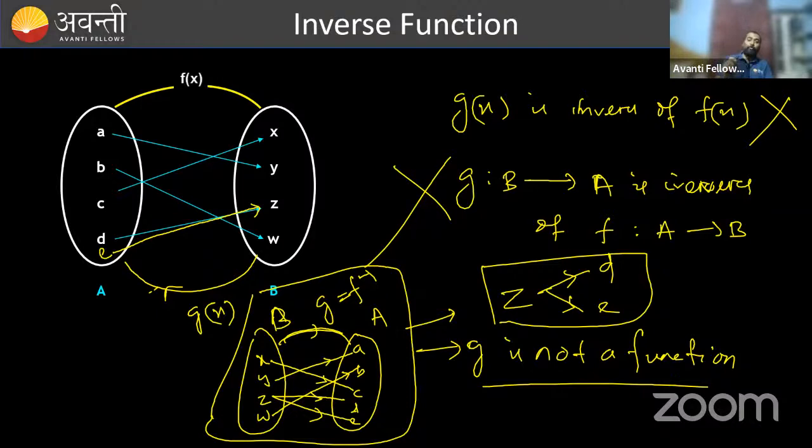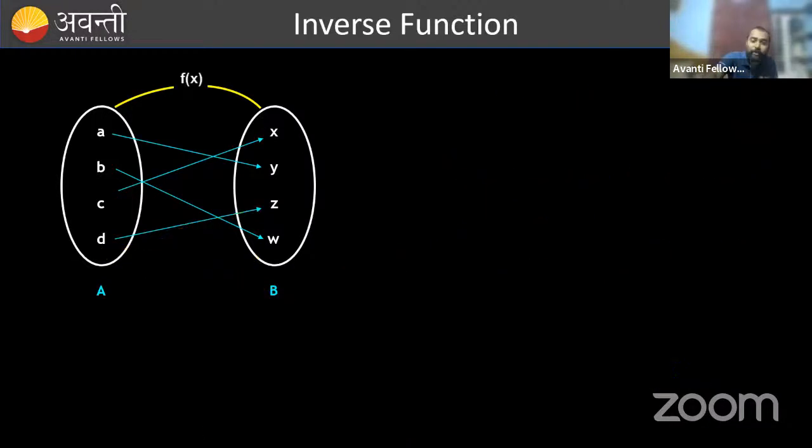So for f of x to be invertible, f of x must be 1-1. Similarly, we can take another example, when the function is not onto. Suppose here I am taking another element P. Suppose I am taking G of x as the inverse of f of x. It is not true. Why is it not true? Because G of x is not a function.